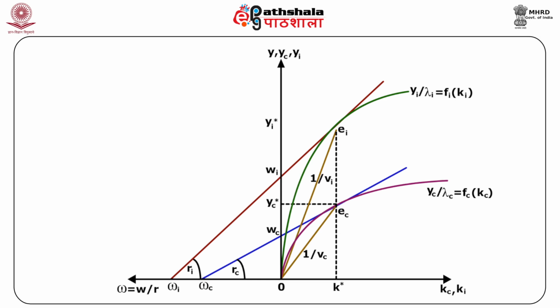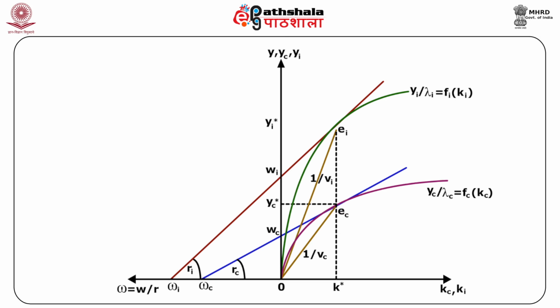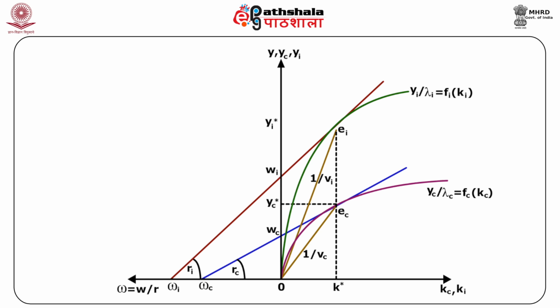This should alert us to the fact that the investment goods industry is less capital intensive than the consumer goods industry. Through this figure, we can also observe the relative factor intensities, which are measured as the slope of the ray from the origin to the relevant point on an intensive production function, which is 1 upon V, the reciprocal of the capital output ratio V. Thus, letting Vc and Vi denote the capital output ratio in the consumer goods and investment goods industries respectively, we can see in figure 1, by the rays connecting 0 to Ec and Ei, that 1 upon Vi is greater than 1 upon Vc, so that Vc is greater than Vi.